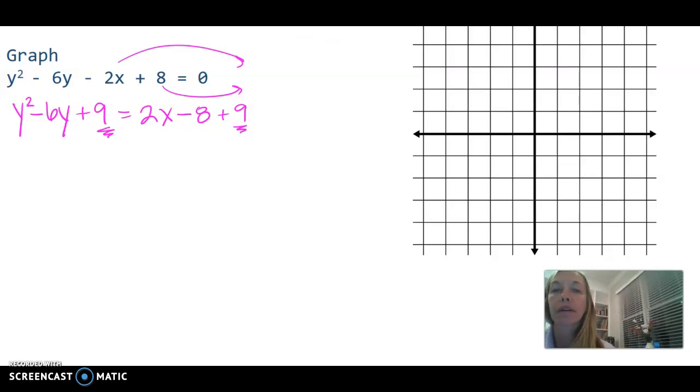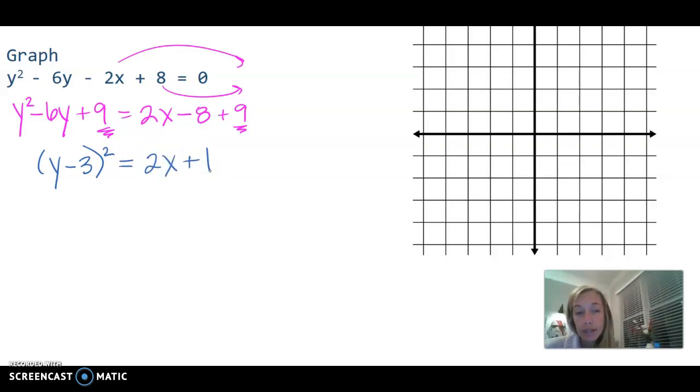Okay, from there, what you're going to do is you are going to factor. And remember that you set this up so that it factors very nicely into a squared binomial. And on the other side, you're going to end up with 2x plus 1. Okay, still doesn't look like those basic equations that I gave you up above. And so what you want to do is get the x terms in parentheses.